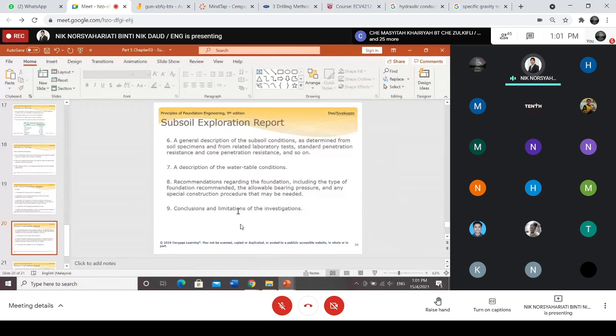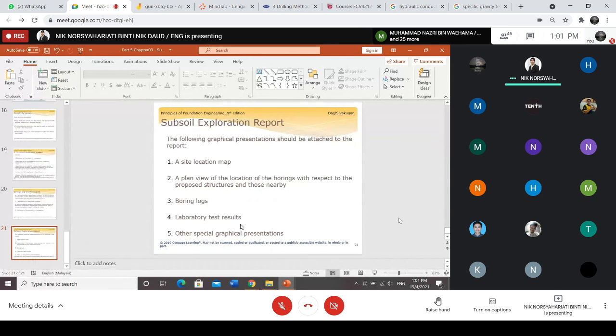Then at the end of it is the conclusion and the limitation. This is a very complete soil report that you need to hand over to your clients. And of course, at the same time, you need to present to them: because of this finding, we propose this kind of foundation, and due to that type of soil, due to the environment, due to the weather, something like that.